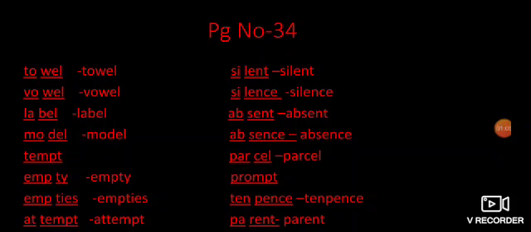L-A-B-E-L, label. Label is a piece of paper which is attached to some object to say about that thing. Like whenever you go to shopping mall or market, you want to buy something, and by seeing the label you can find out what is there inside the packet, right? This is the meaning of label. Then model.